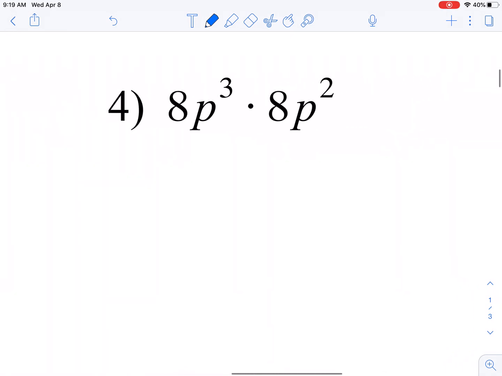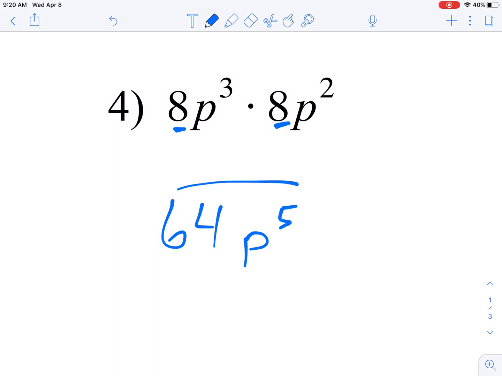Number 4, this one is going to be 8 times 8, which is 64. Always deal with the regular numbers first. And then we have P that has the same base, right? And so 3 plus 2 is 5. This is the answer you're looking for.